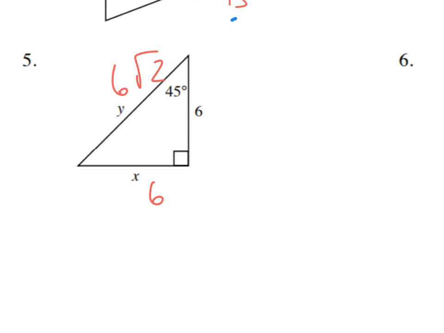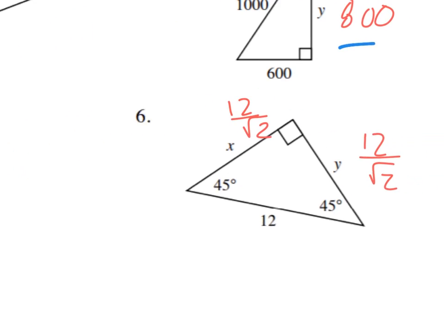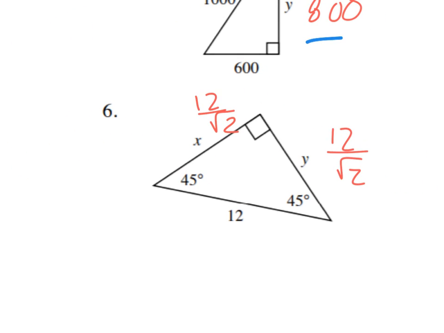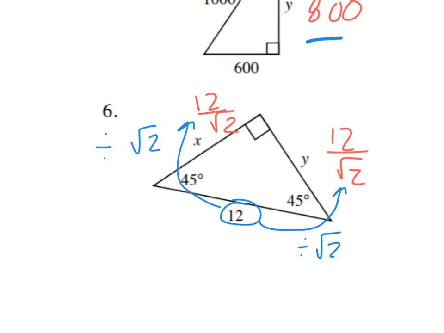But number 5, this is another 45, 45, 90 triangle. This is 45, so is this angle down here. Therefore, both of these have to be the same measurement, and I'd multiply by the square root of 2 in order to get to that length. And then lastly over here, when I have 12, I took whatever the hypotenuse is and went backwards by dividing by the square root of 2 in order to get those two missing side lengths. That's essentially where I came up with those two responses.